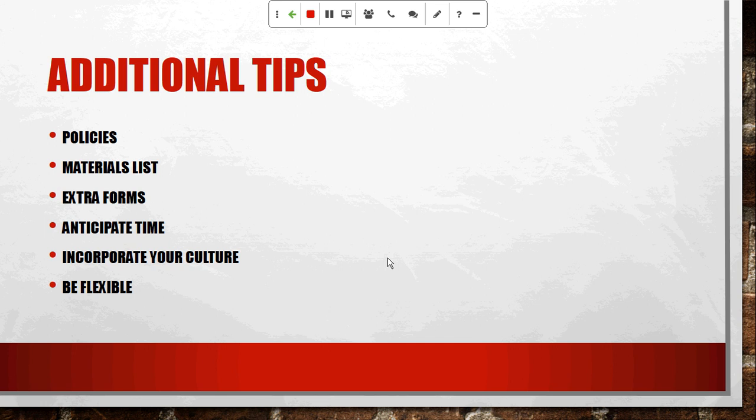Above all, be flexible. There's going to be things that happen during your event that you do not plan for. Just roll with those punches and make a note of it as a learning experience for next time. With that being said, anything that I have mentioned in reference to forms or checklists, I have available. If you need a template or a resource, please do not hesitate to contact me.